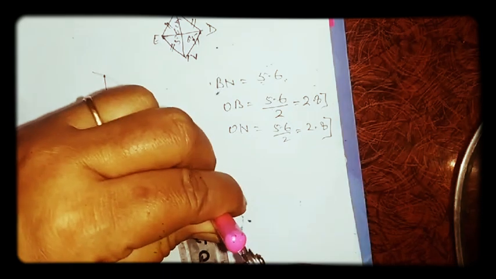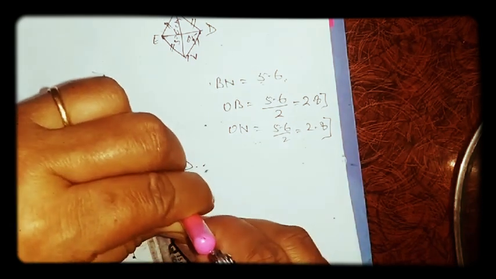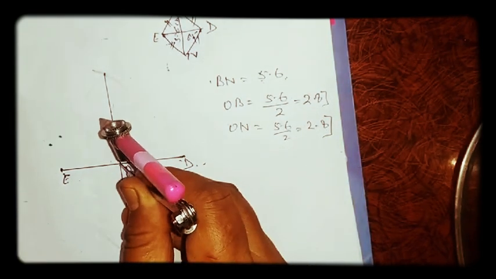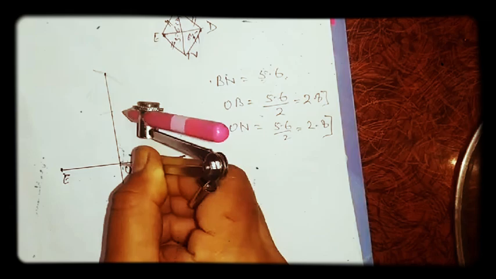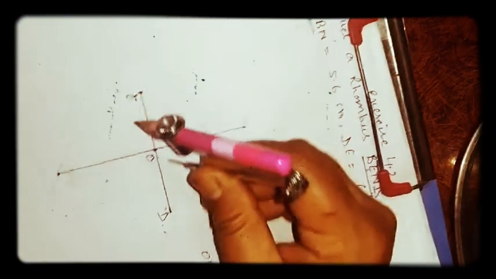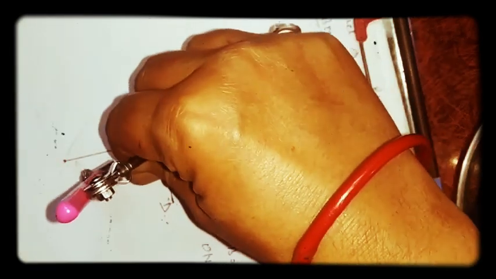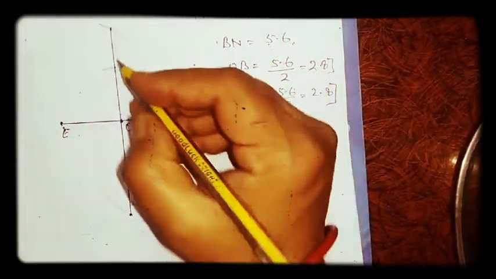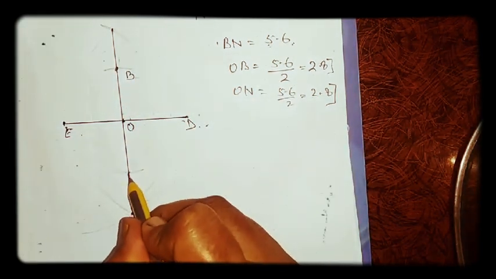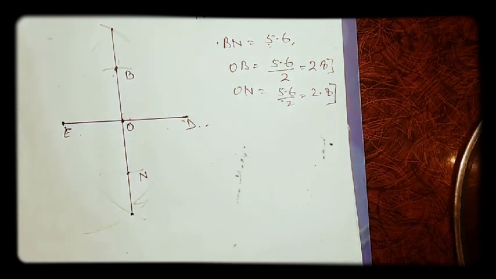अभी मेज़र कर लिया 2.8, we'll measure 2.8. Now from O we will mark 2.8 with the help of this compass, and from O again from other side also we'll make an arc. This is for 2.8. Now 2.8 is this. What is the name of this point? This is B. Okay, and this is N. This point is N.